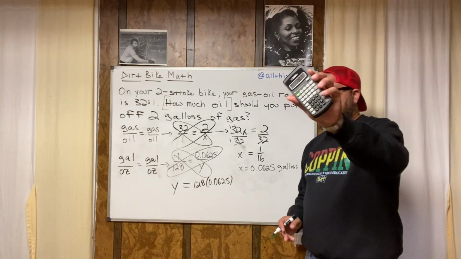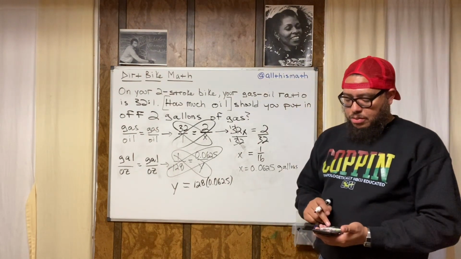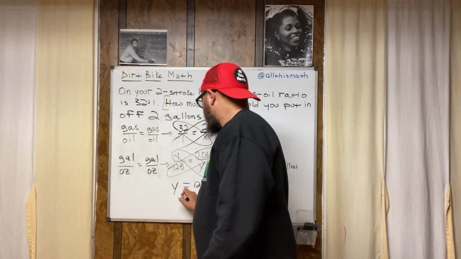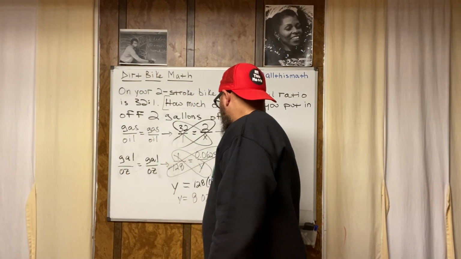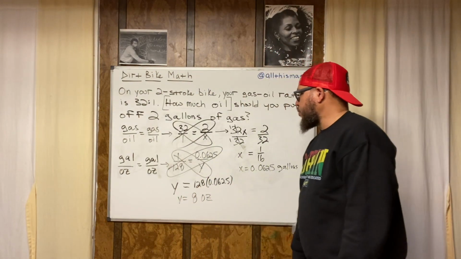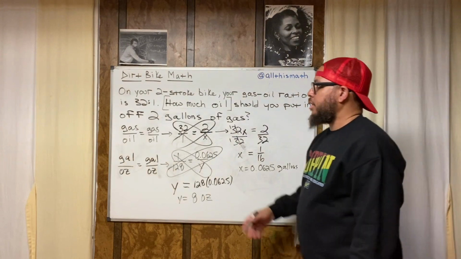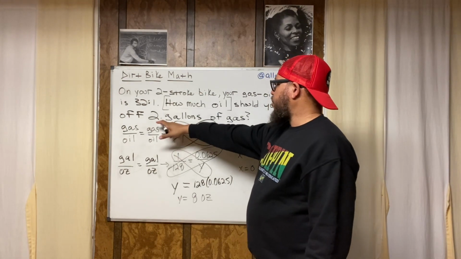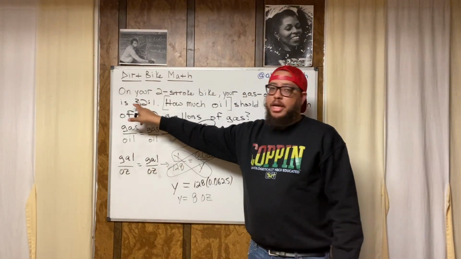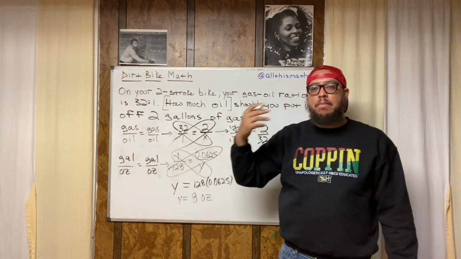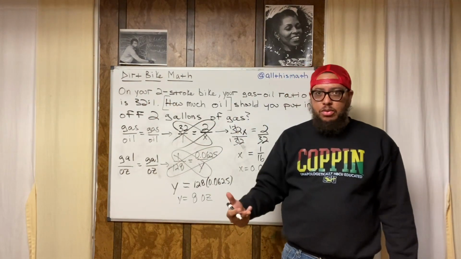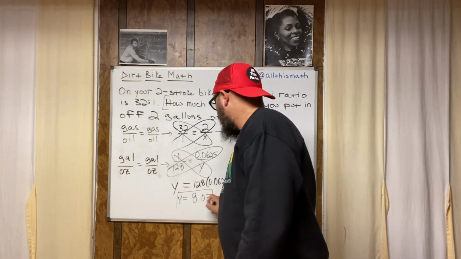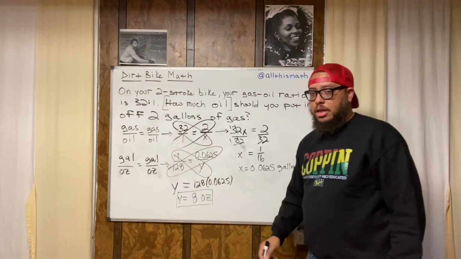So I'm going back to my calculator to do that multiplication. I'm going to do times 128, and that gives me 8. So Y equals 8 ounces. That's how much oil I should put into my tank if I put in 2 gallons of gas, based on the manufacturer recommended ratio of 32 to 1 for gas to oil. I should put in 8 ounces if I throw 2 gallons in there.